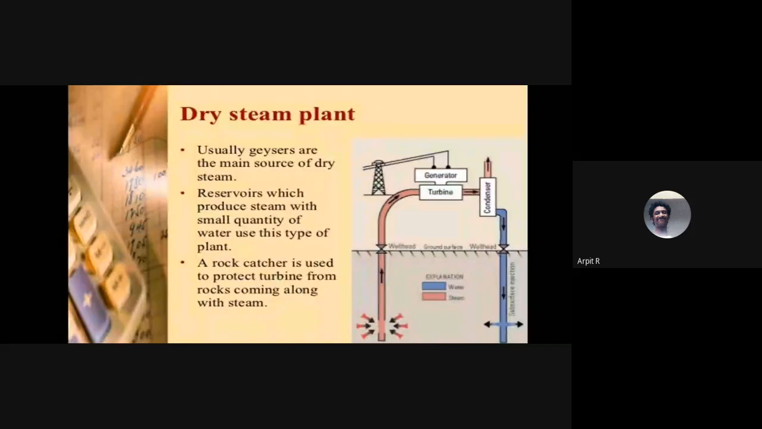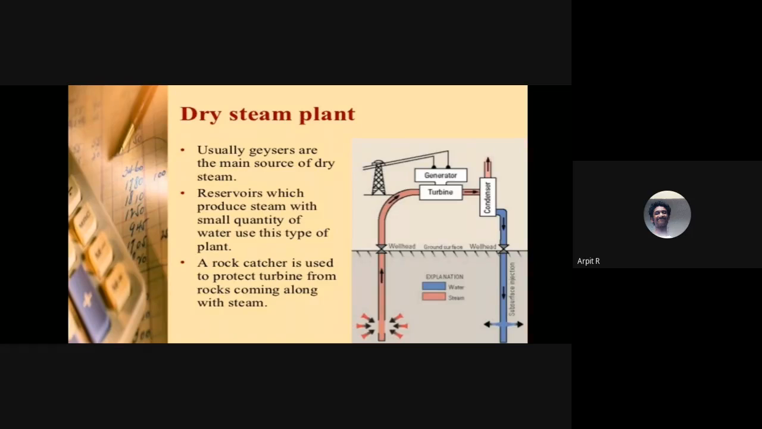The second type of geothermal power plant is the dry steam power plant. Usually geysers are the main sources of dry steam. Geysers means hot water region. Hot water is used in the dry steam power plant. Reservoirs which produce steam with a small quantity of water use this type of plant.